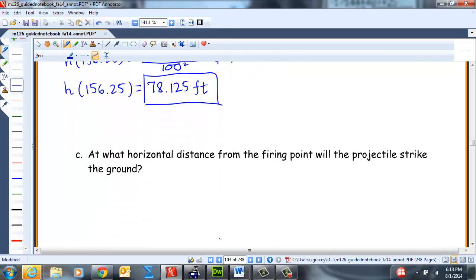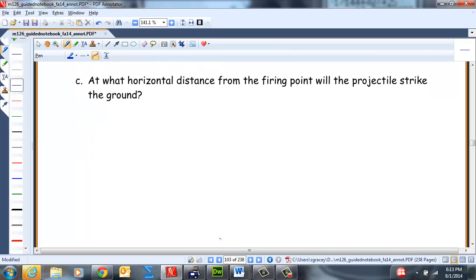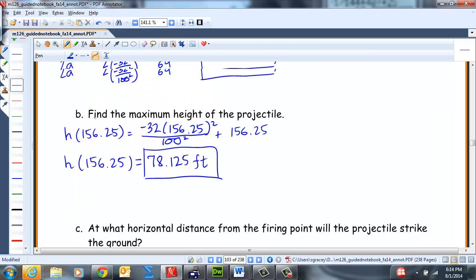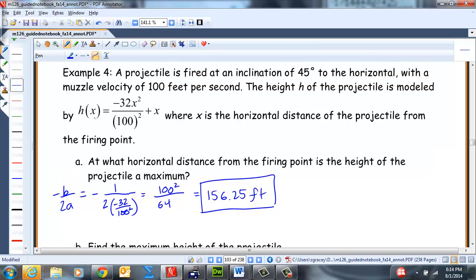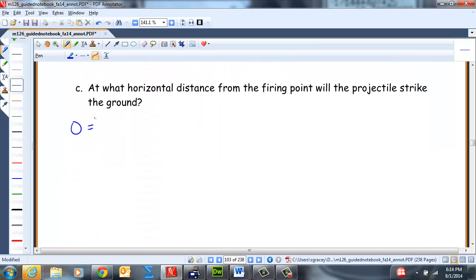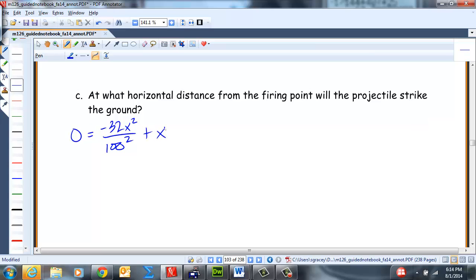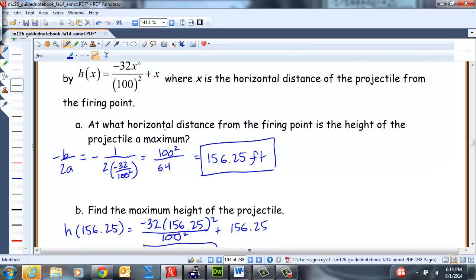At what horizontal distance from the firing point will the projectile strike the ground? Well, you just find the zero. So let's see what our original function was again. Negative 32x squared over 100 squared plus x. I'm going to double check that. We're good.